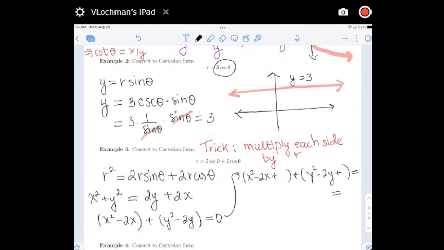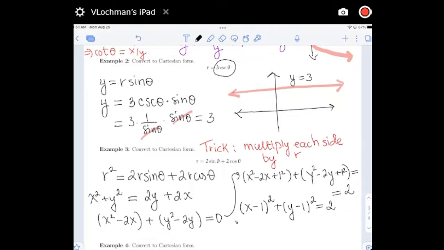So what would be the perfect square for the first term? That would be x minus 1, right? So this would be 1 squared that goes over here, and 1 squared goes here. So we're adding 2 to the other side to keep the equation balanced. And now we can convert it back into this form right here: x minus 1 squared plus y minus 1 squared is equal to 2.